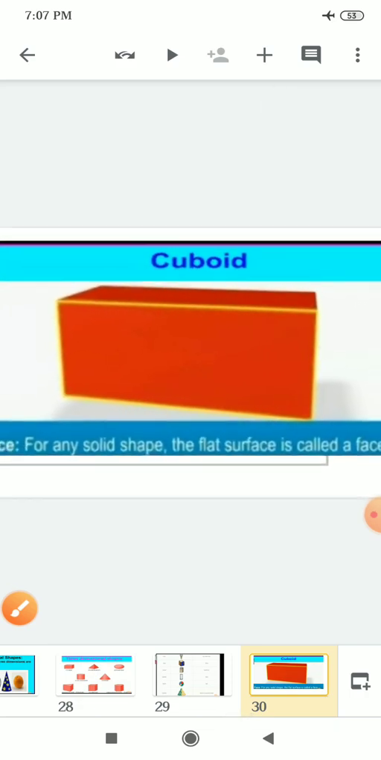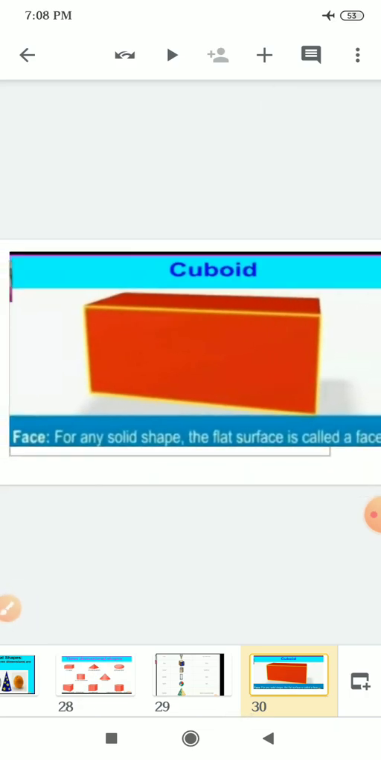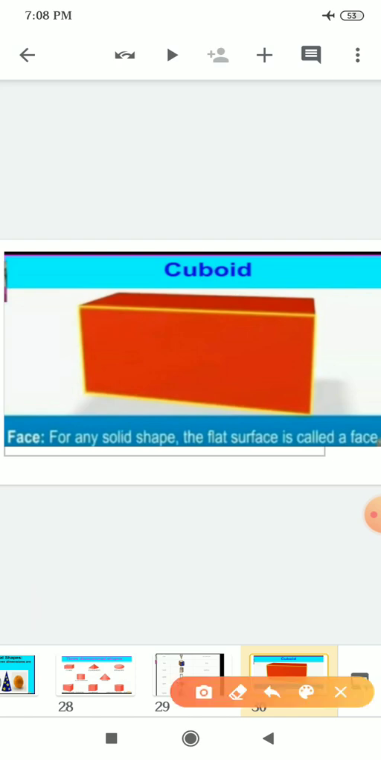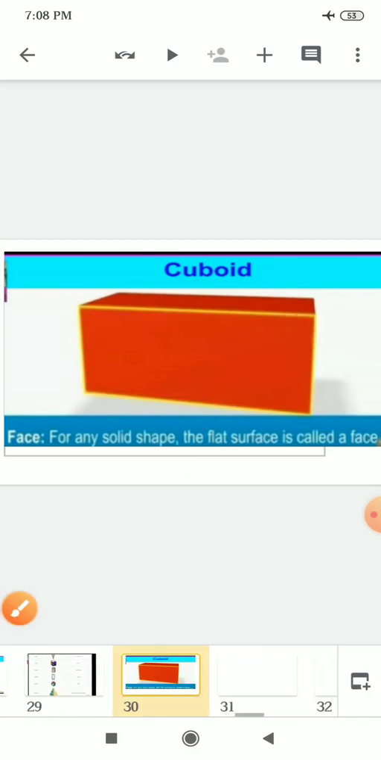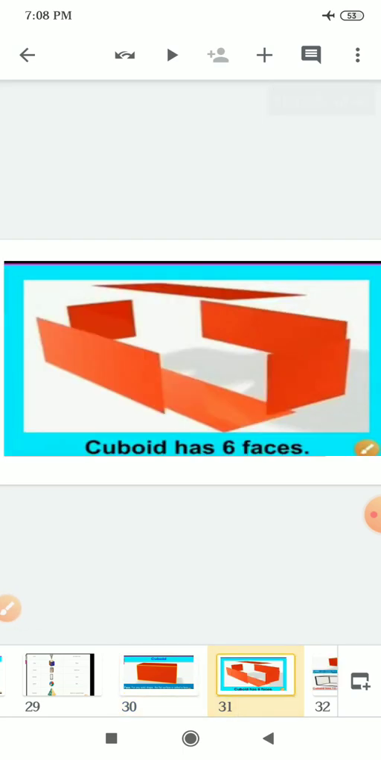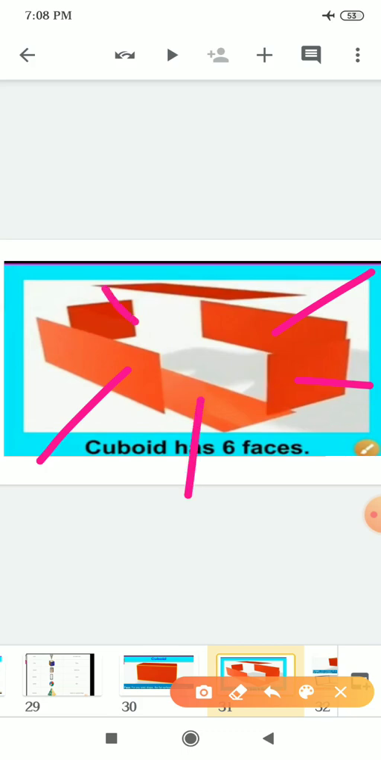We have cuboid, the first one. See, this is the shape of a cuboid. Faces: for any solid shape, the flat surface is called a face. This is a cuboid, and the face will be this side. This is one face of the cuboid. That means the flat surface is called a face. A cuboid has 6 faces. If you count the faces: 1, 2, 3, 4, 5, 1 down, 1 up. So this has 6 faces.